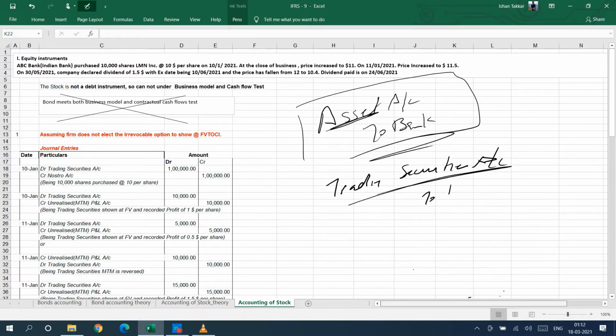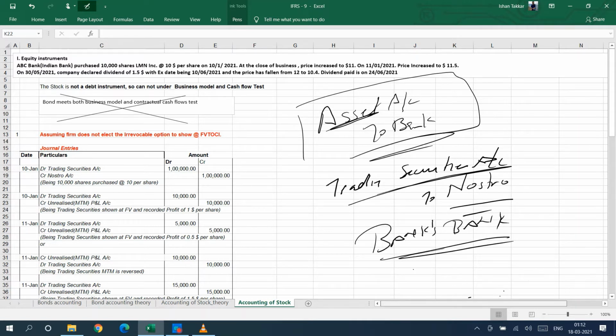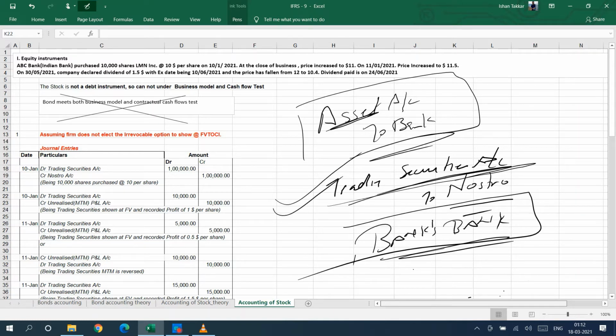Nostro account. So what is a Nostro account? That question must come to your mind. A Nostro account is nothing but the bank's bank account, from where the bank makes all the settlements, usually in foreign currency. So whenever any investment bank makes a purchase of a security or stock, they debit the trading securities account and credit the Nostro account. Let's see an example.